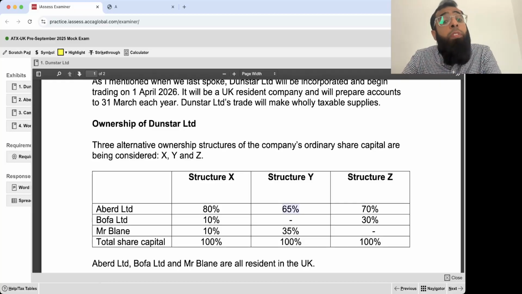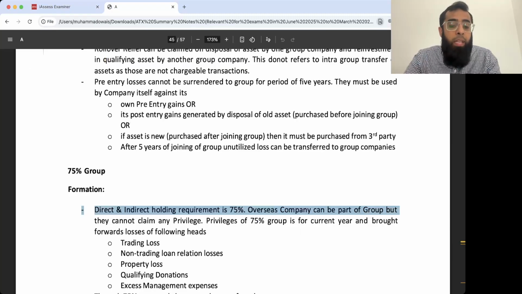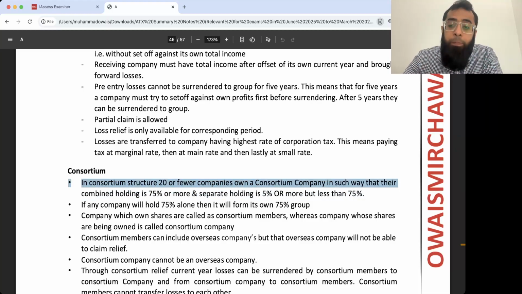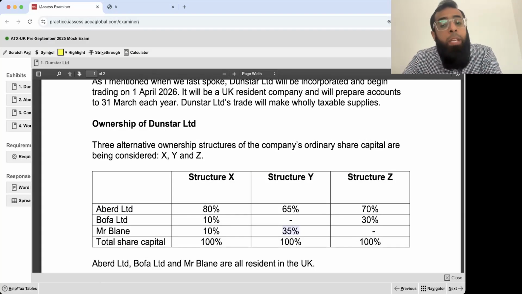Then another situation is of consortium. But for a consortium, there should be company ownership situations. Collective holdings of the companies should exceed 75%. Here the remaining shares are held by Mr. Blaine. An individual cannot be part of a consortium. Again, if you don't remember the rules, just go and write consortium: 20 or fewer companies having a combined holding of 75%. Individuals cannot be consortium members. It's the company's situation. Here it's Mr. Blaine, who is an individual.